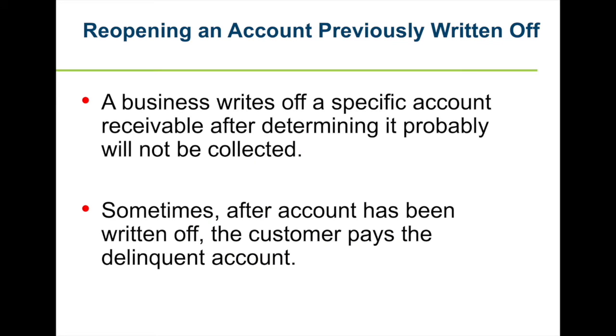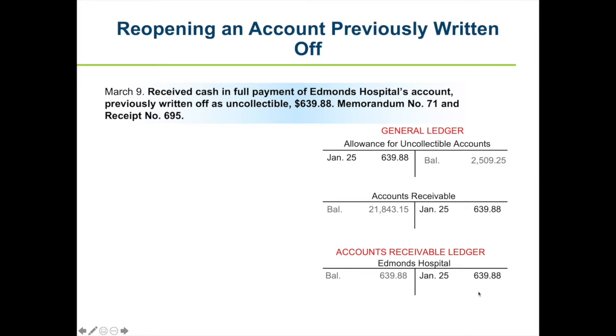Reopening an account previously written off. A business writes off specific accounts receivable after determining it probably will not be collected. Sometimes after the account has been written off, the customer pays the delinquent account. March 9th, receive cash in full payment of Edmonds Hospital account, previously written off as uncollectible, $639.88. This is all recorded on memorandum number 71. And when you got the money, you gave them receipt number 695. Several accounts must be changed to show that Edmonds Hospital paid its account.